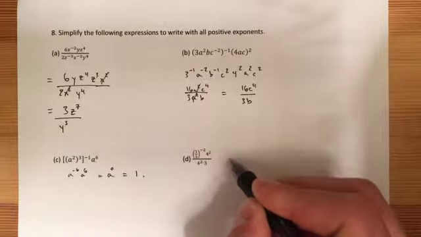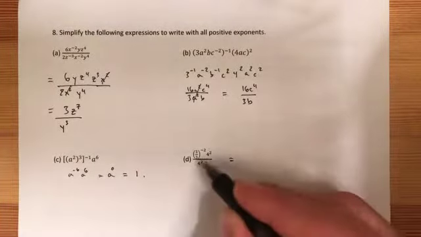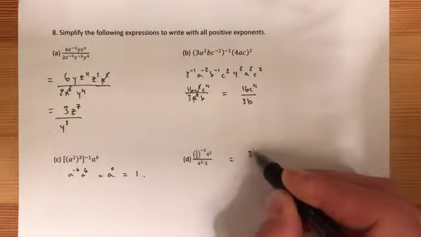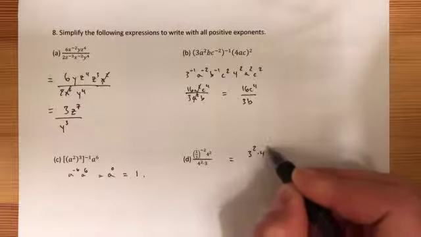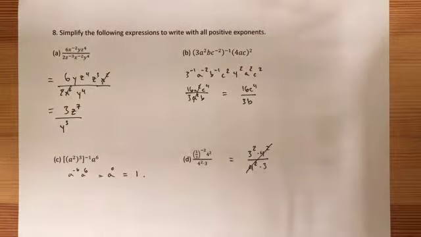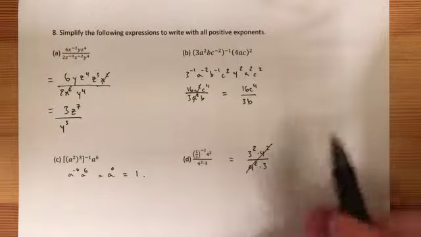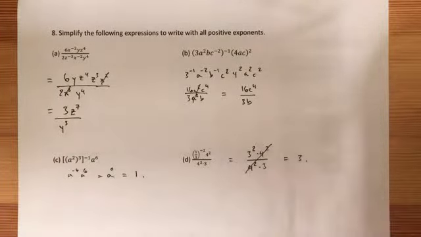This one is just a bunch of numbers. So 1/3 to the negative 2 I know is 3 squared. That's times 4 squared divided by 4 squared times 3. I can divide the 4 squareds. And 3 squared over 3 is just 9 over 3, which is 3. So those would be my final answers there.